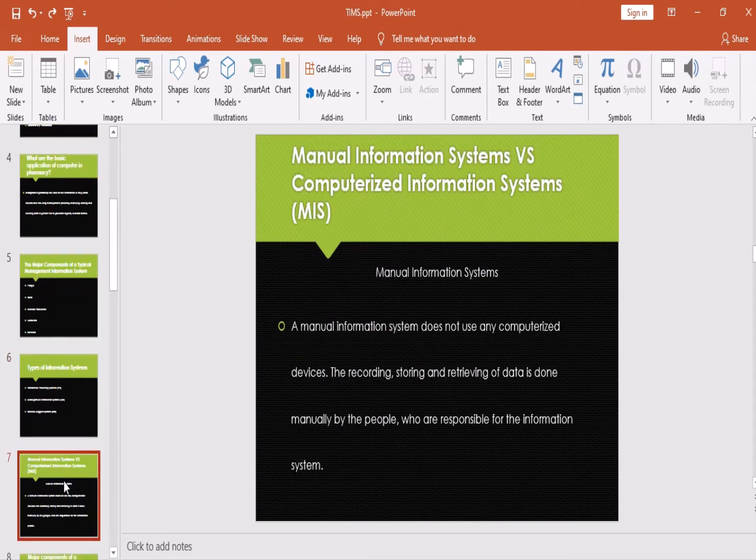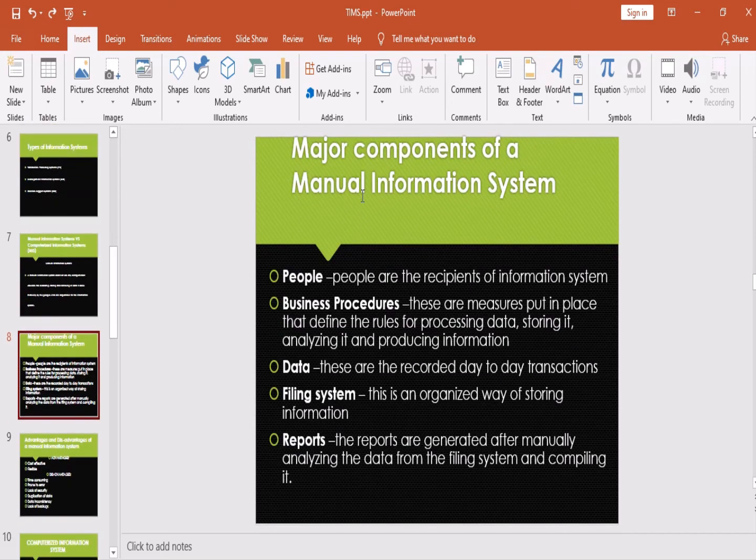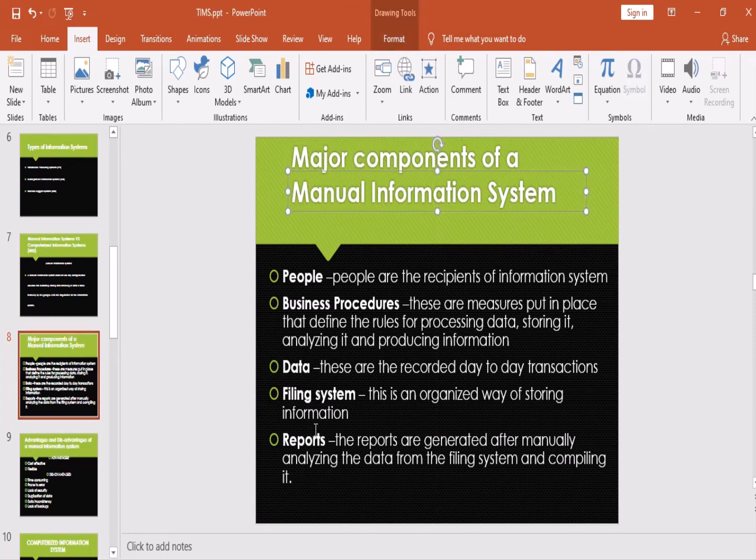And now manual information system versus computerized information system. So this will play a major role in these two information systems. The text management will play the major role over here. So a manual information system does not use any computerized device. The recording, storing and retrieving of data is done manually by the people who are responsible for the information system. Whatever they are doing will be considered manual. The major components of a manual information system are people, business procedure, data, filing system and reports.